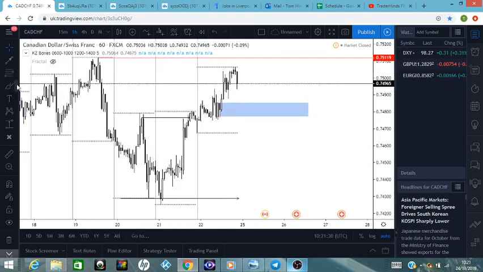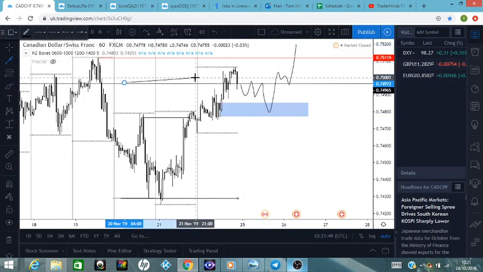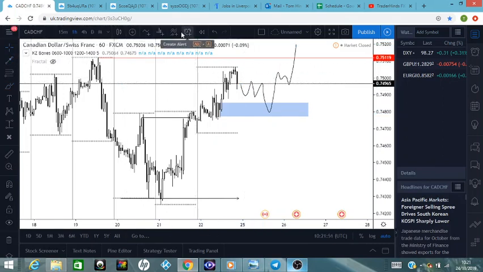So if I was to trade this pair, which I never have, I would be looking for some sort of Asia consolidation, a manipulation run, break in market structure, RTO, take the stops. That's how I think Canadian dollar, Swiss franc should operate.